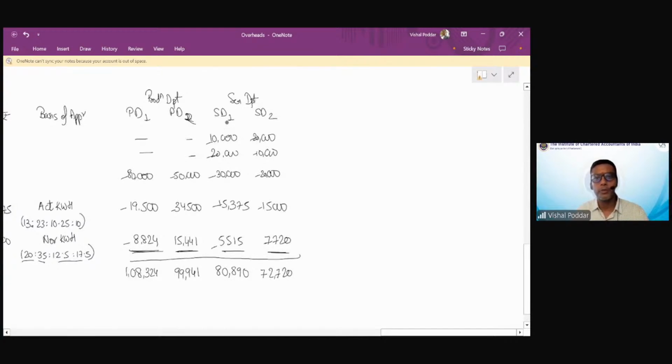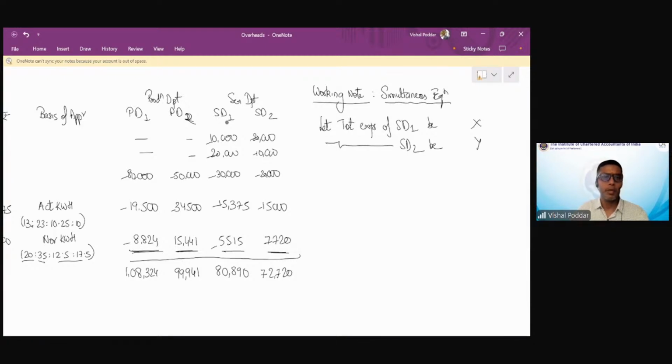I'm doing secondary distribution for this. The method is reciprocal, and in reciprocal, I'm going to use the simultaneous equation method. Now in this method, let total expense of SD1 be X and let total expense of SD2 be Y. Students, in the meantime, make your workings just to cross check our figures are right or wrong.